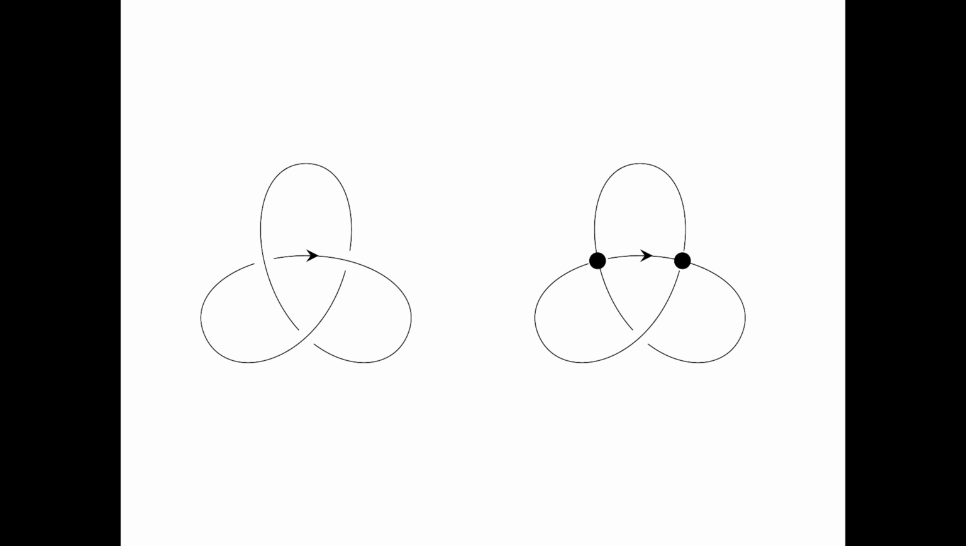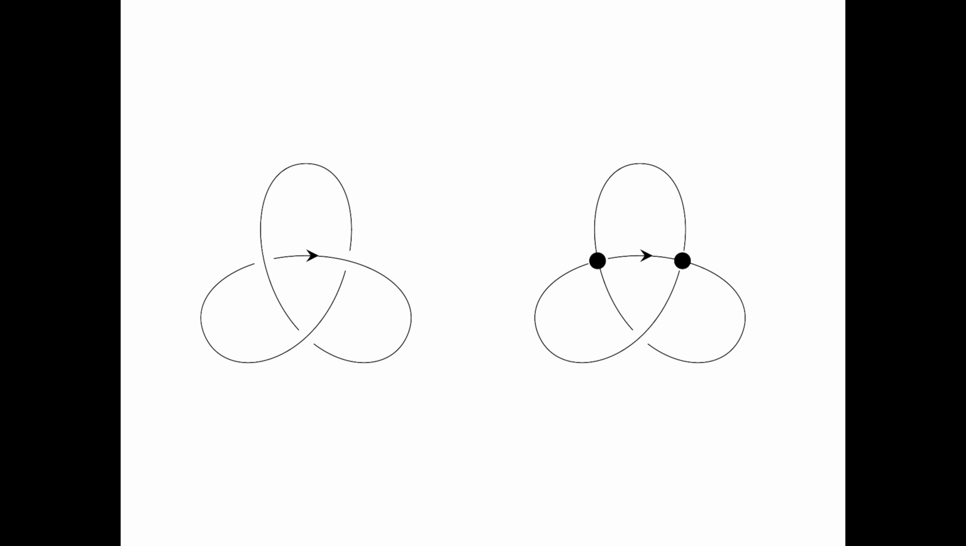On the right, we have another singular knot diagram. Here we have 3 crossings. 2 of them are singular crossings, and the third one is a classical crossing. And again, we have an orientation on this diagram, meaning that this is representing an oriented singular knot.